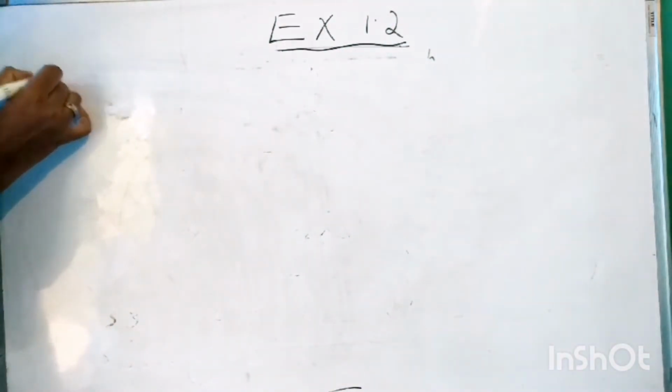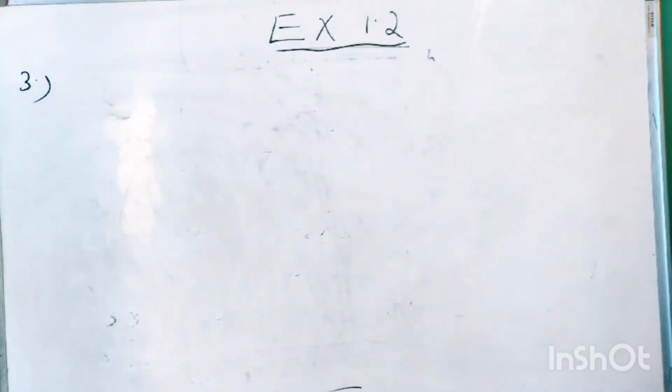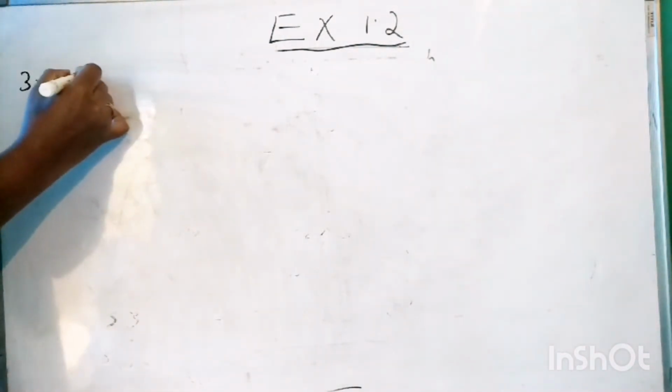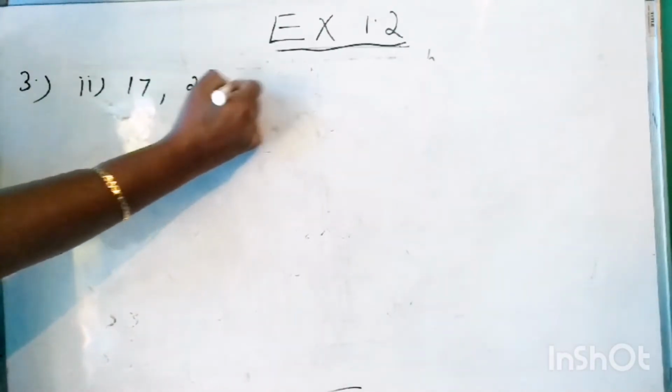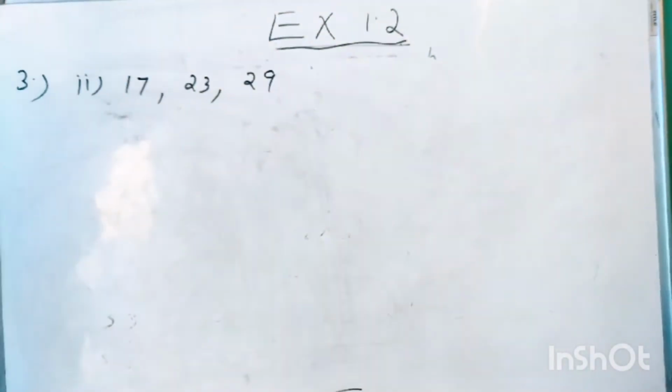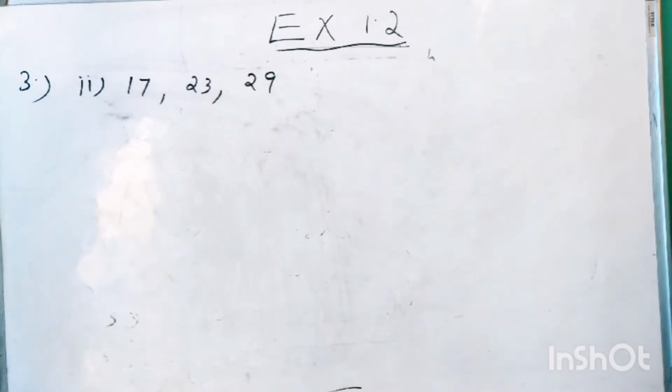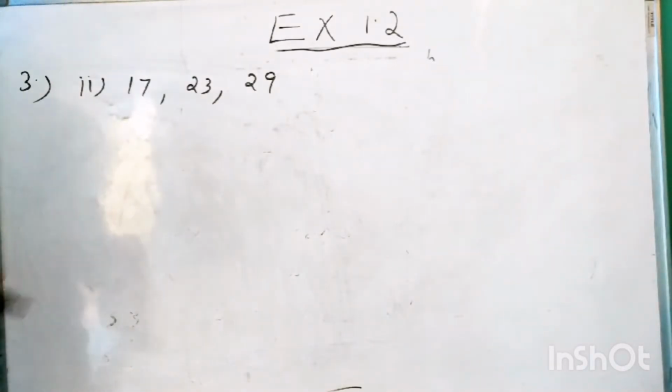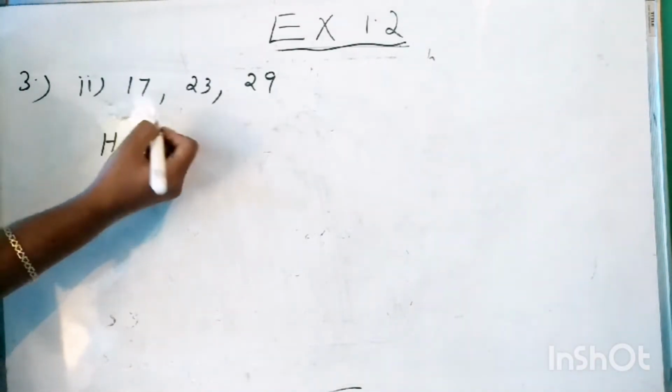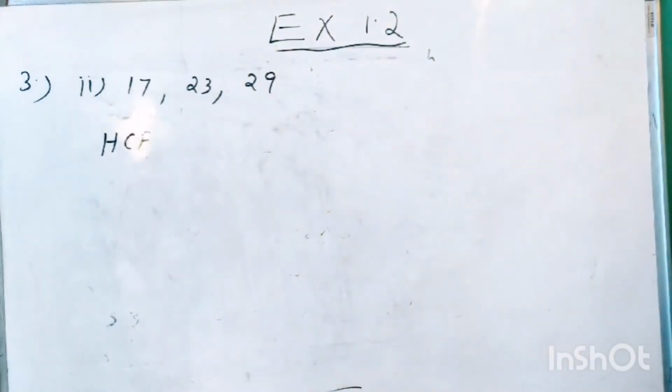Now the third question. 3 numbers are given and we need to find out the LCM and HCF of those 3 numbers. Okay, second sub question I am going to do: 17, 23, 29. We know that 17 is a prime number, 23 is a prime number and 29 is also a prime number. The given 3 numbers are prime numbers. Now the prime factorization corresponding to a prime number is that number itself.